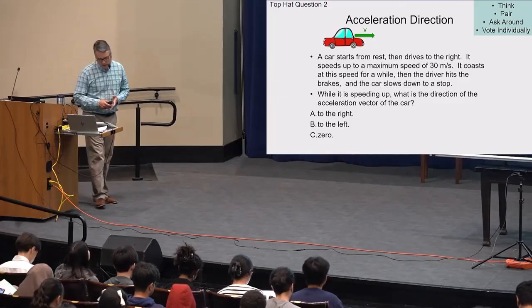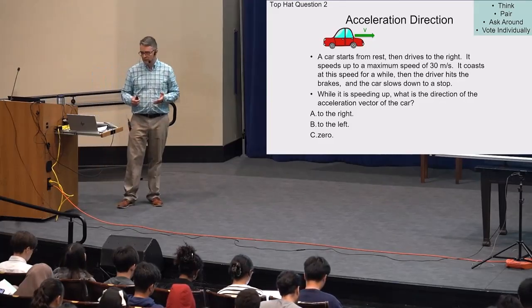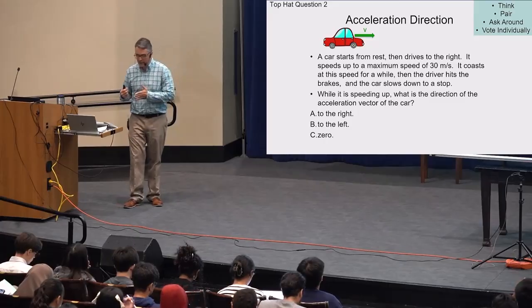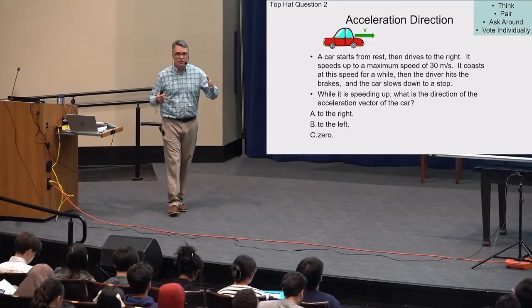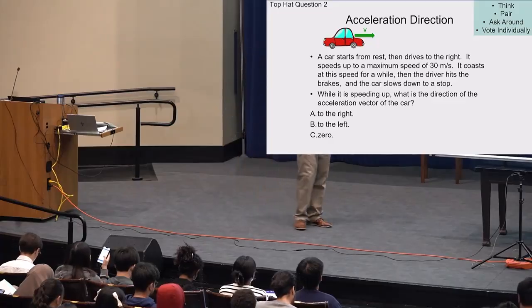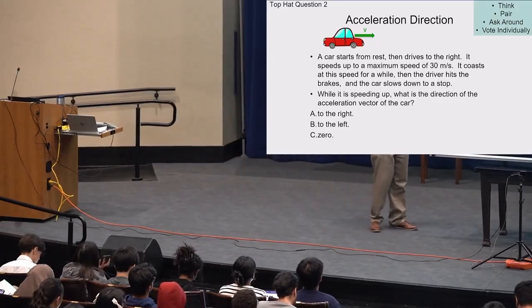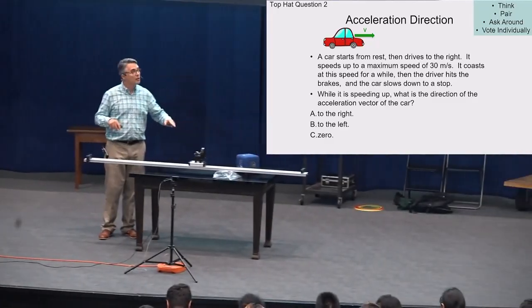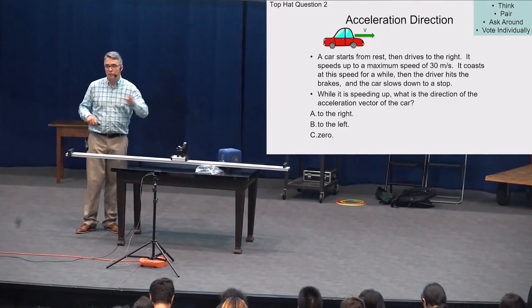It's saying, okay, a car starts from rest. Maybe it was at a stop sign, and then it starts, and it speeds up, gets to a maximum speed of 30 meters per second, then it coasts at that speed for a while, and then sees another stop sign, slows down, and stops. So I'm going to ask you for those three portions of the motion.